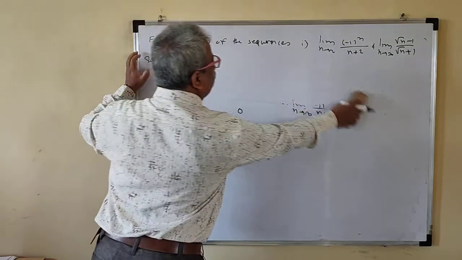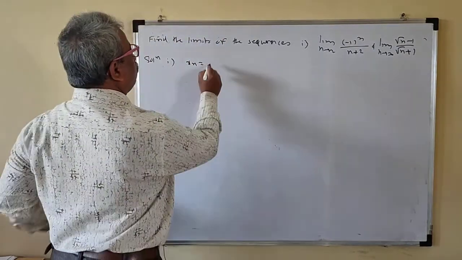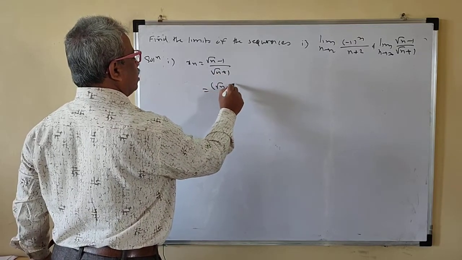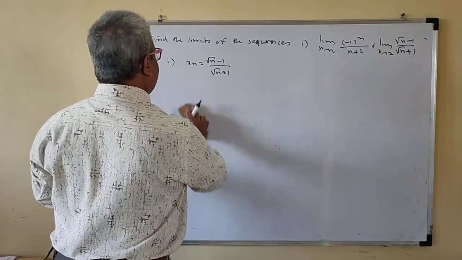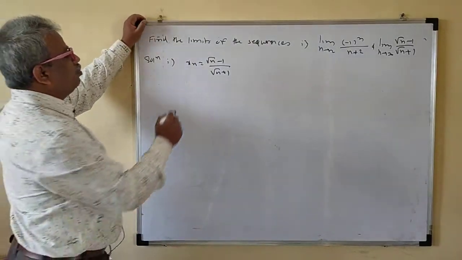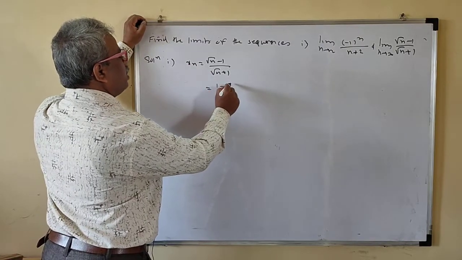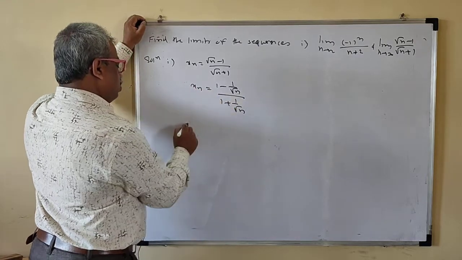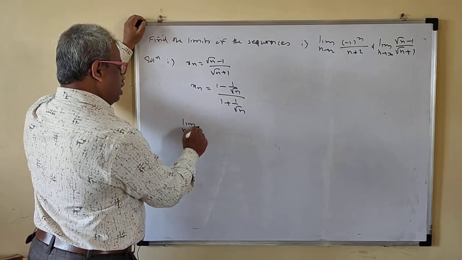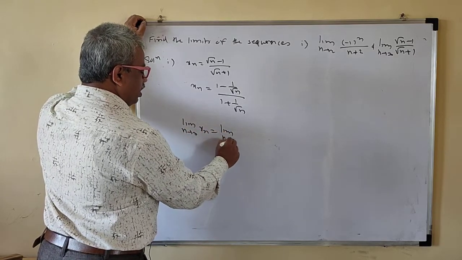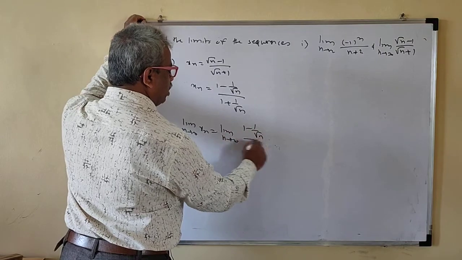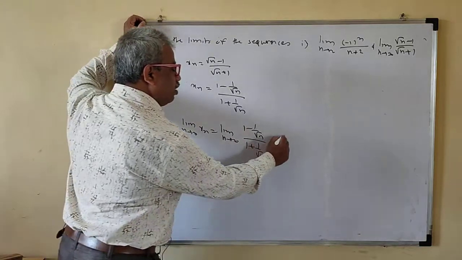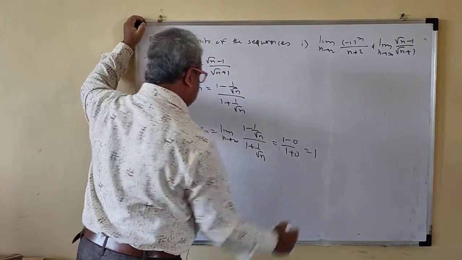Now the second one: xn is equal to root n minus 1 upon root n plus 1. No need to rationalize. We will divide each term by root n. So this becomes 1 minus 1 upon root n over 1 plus 1 upon root n. Now this is very easy. We take the limit n tends to infinity: xn is equal to limit n tends to infinity 1 minus 1 upon root n over 1 plus 1 upon root n. So it will be 1 minus 0 upon 1 plus 0. So this is 1.